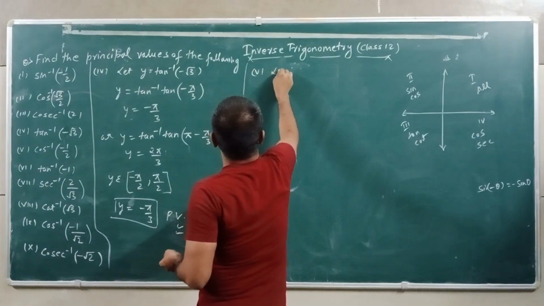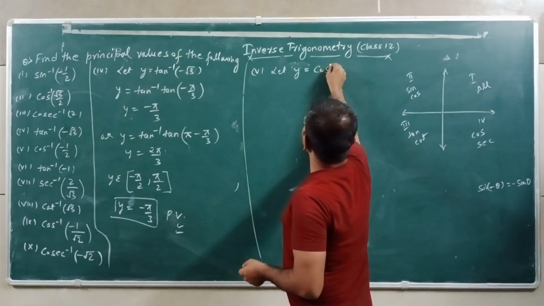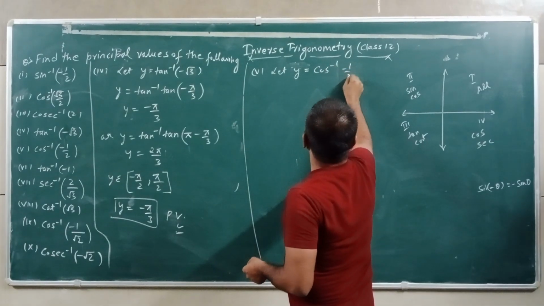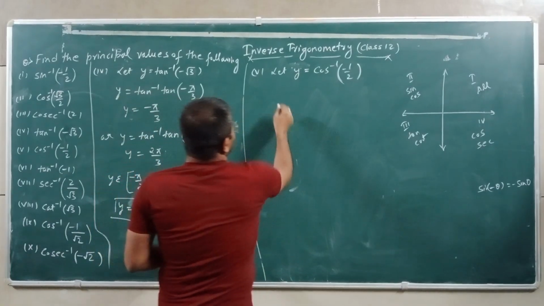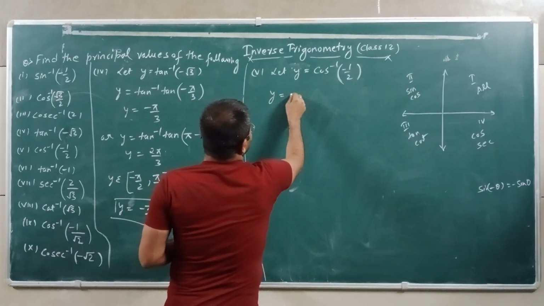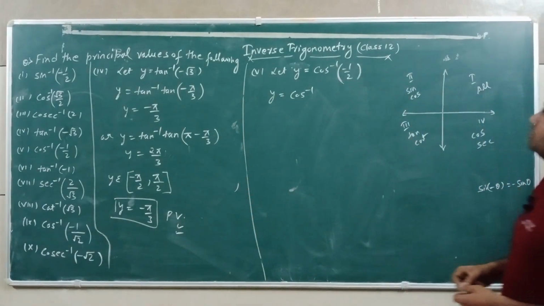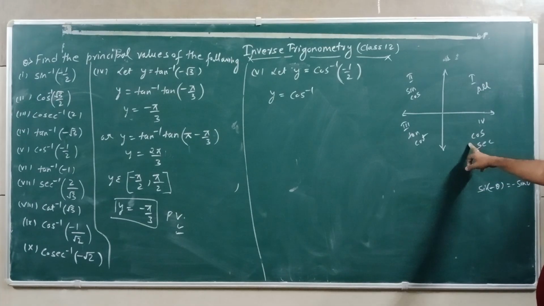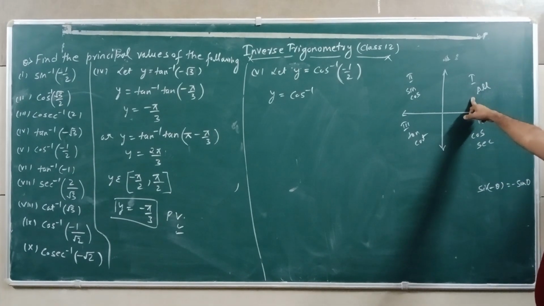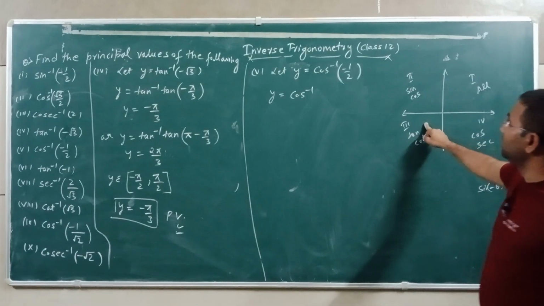Fifth one, let y is equal to cos inverse minus 1 upon 2. Now y can be written as cos inverse. Now see here, you are getting a minus value. Now you will see in which quadrant you will get the negative value. Here positive will be there, here positive will be there. Only in the second quadrant and third quadrant will you get a negative value.